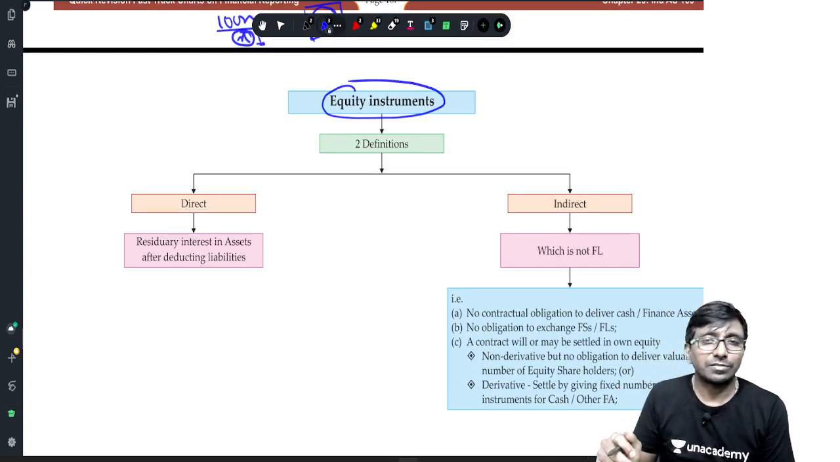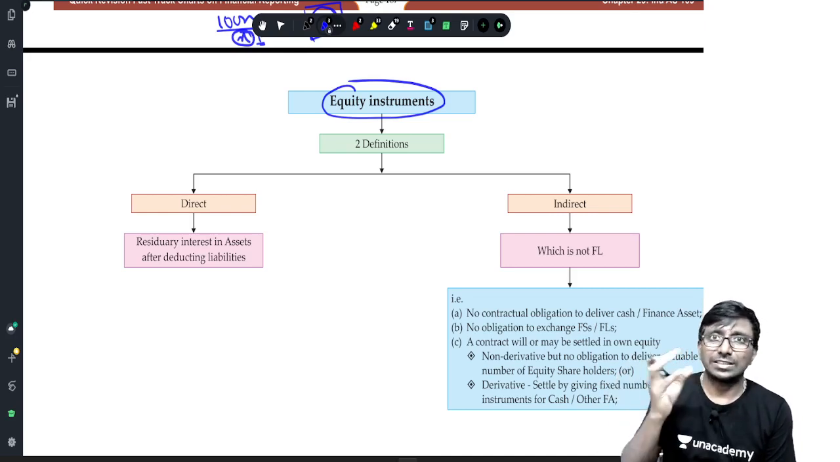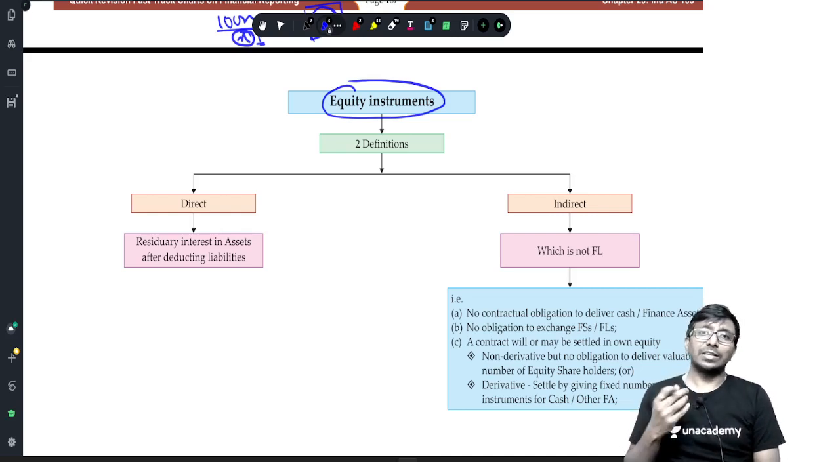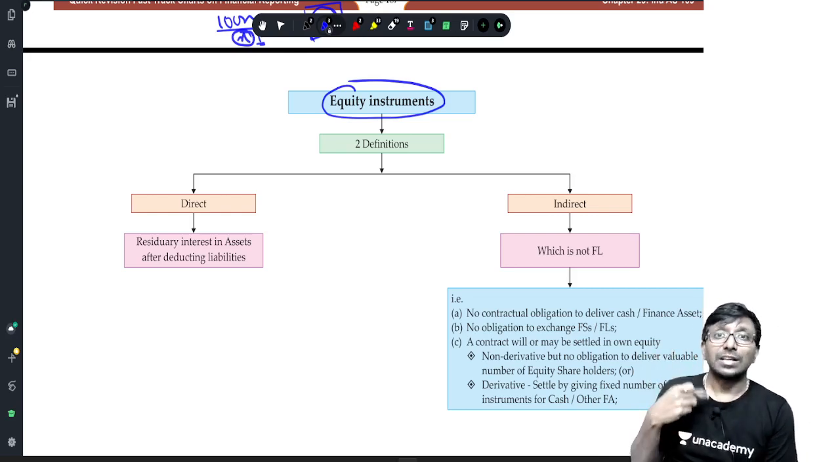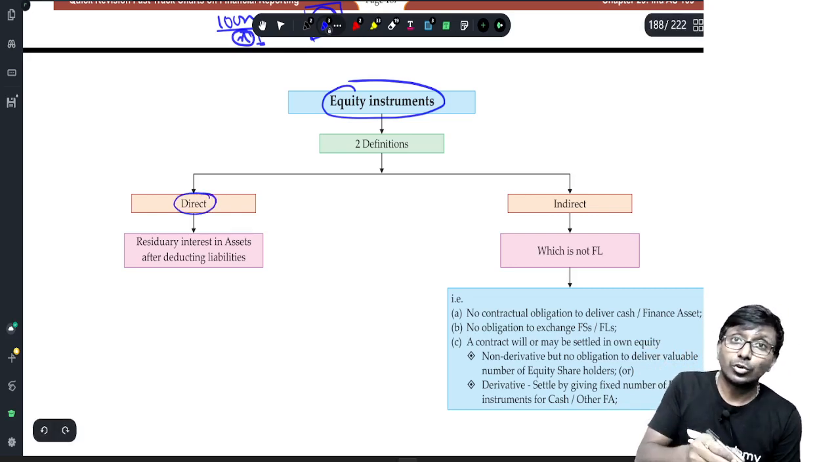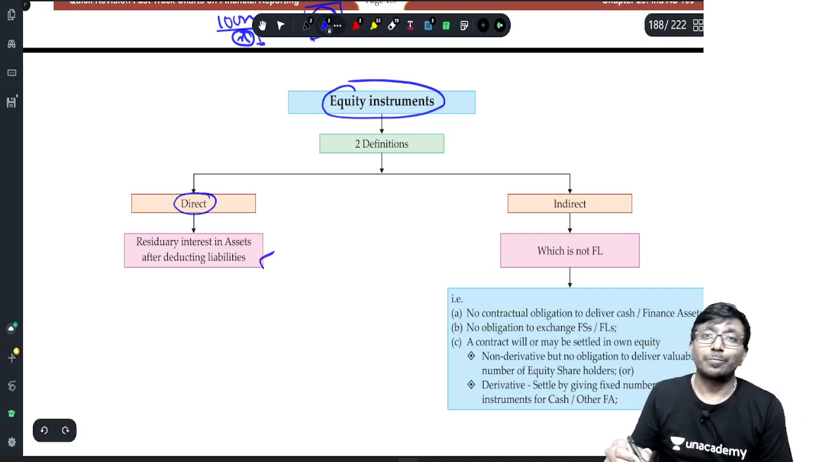Equity instruments, we can define in two ways. One, residuary interest in net assets. My interest means I will get the net assets in the company. Net assets in the sense assets minus liabilities. At the time of liquidation, whom should I pay? They don't have a right to ask me, but I will pay the net assets to him. This is the direct definition: residuary interest in assets after deducting the liabilities. That is one way of defining.